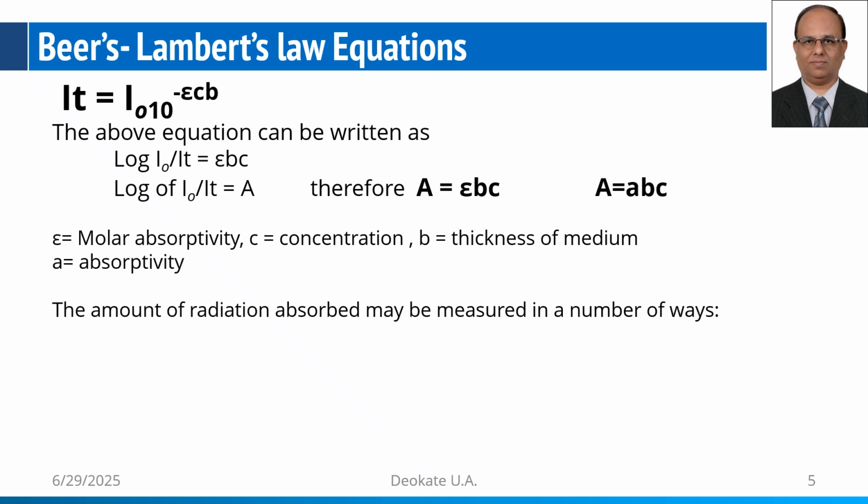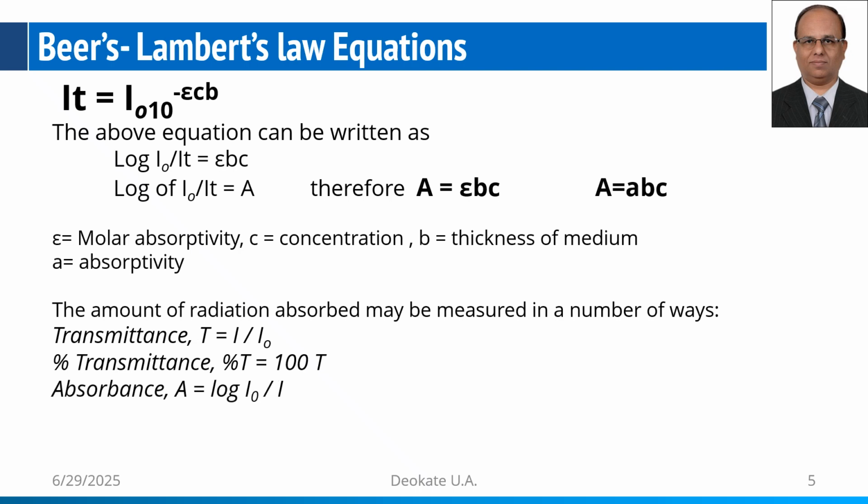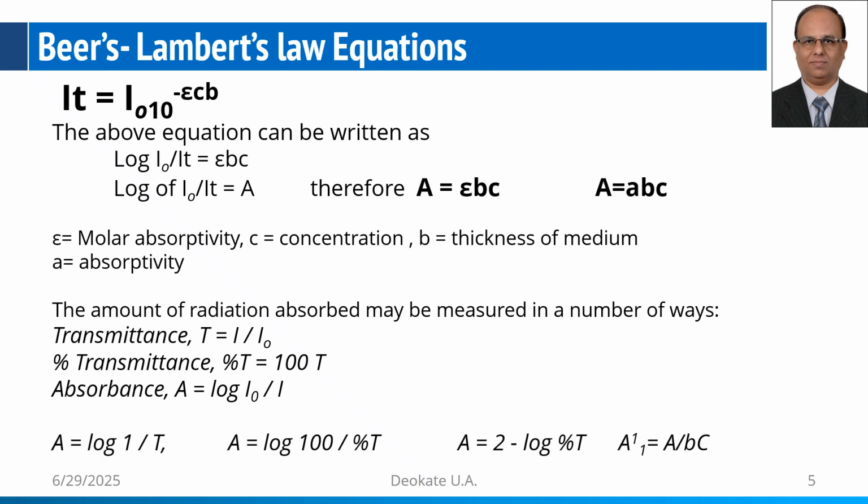The amount of radiation absorbed may be measured in a number of ways. Either we can measure in terms of the transmittance, that is T equals I upon I0. Generally, this transmittance is measured in percent T, so we can write 100 multiplied by T, that is percent T. So absorbance can be written as A equals log of I0 upon I, and in practice we are using these three equations. A equals log of 1 by T, absorbance equals log of 100 by percent T, or log of 100 equals 2. So we can write A equals 2 minus log percent T.